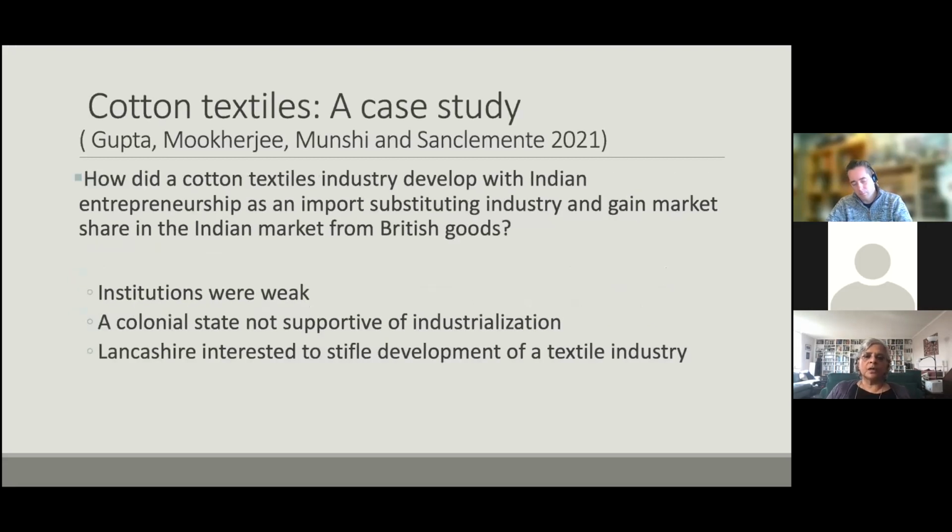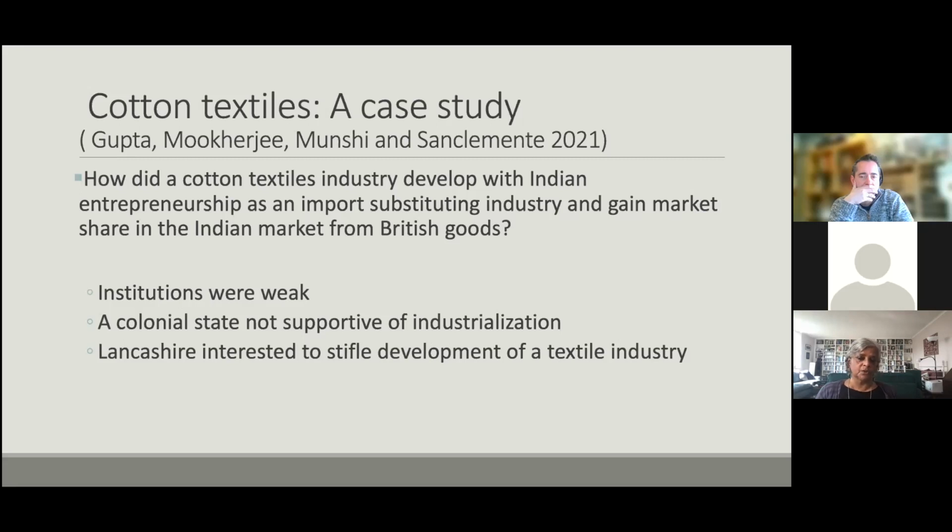So I want to now move to a particular case study, which is on the cotton textile industry. And this is based on my work with Dilip Mukherjee, Kaiwan Munshi, and Mario Sanclemente. And the question we raised is: how did a cotton textile industry develop with Indian entrepreneurship? How did it develop as an import substituting activity when the colonial state was not supportive of industrialization?